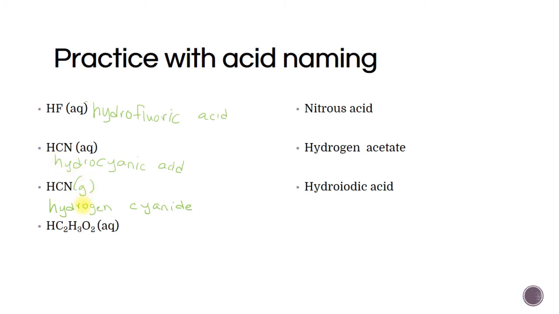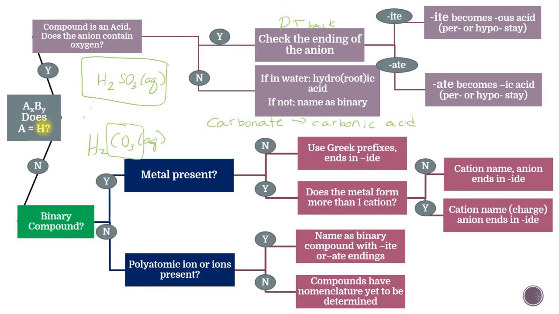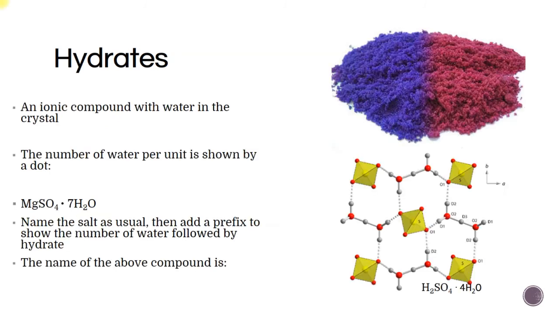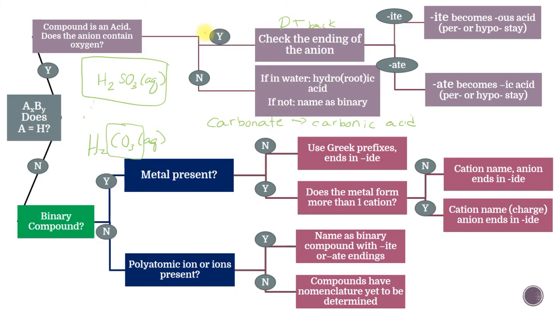It's a nerve agent, but it's not the same thing as what you get when you dissolve HCN in water. These behave differently. Okay, so this one, is the first letter an H? Yes, it is. Does the compound contain oxygen? Why, yes, it does. It has 2 oxygens. So I'm looking at the bottom one down here. So yes, it does. Check the ending of the anion.